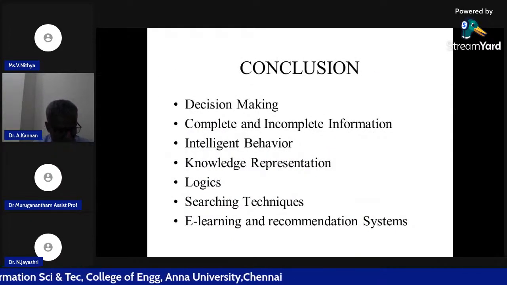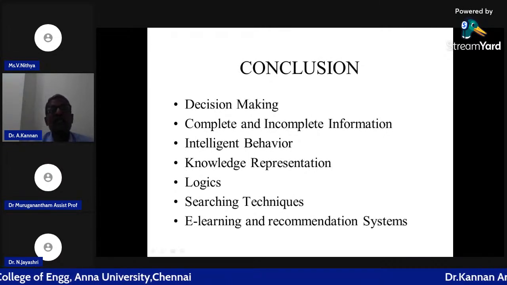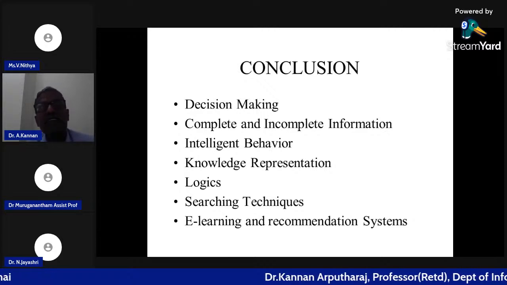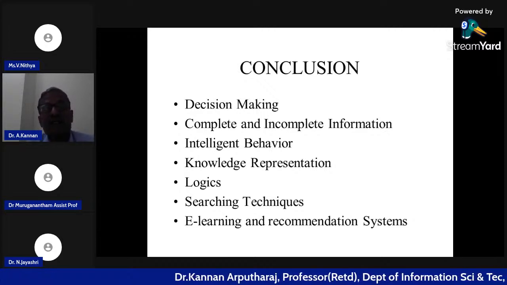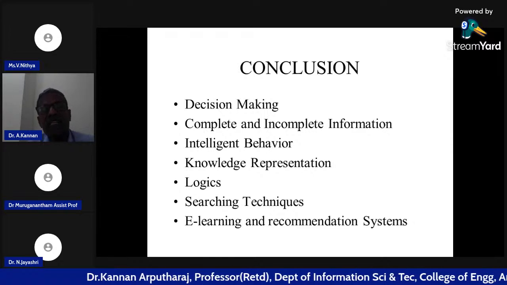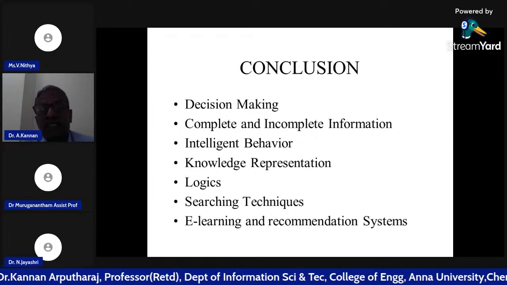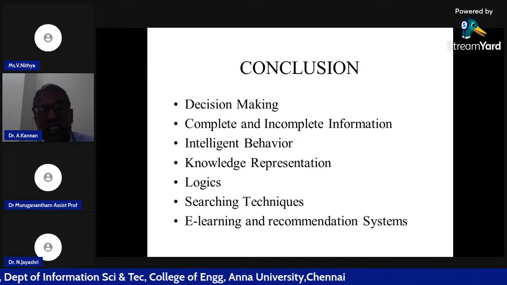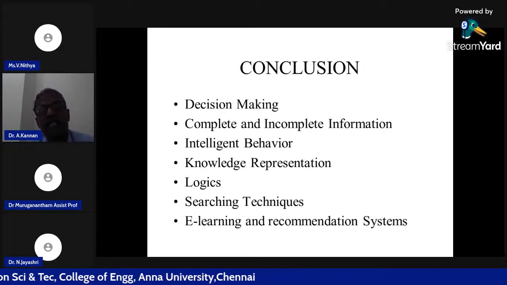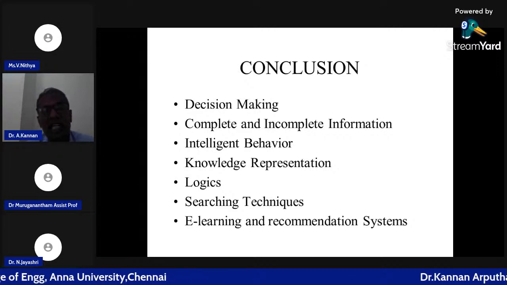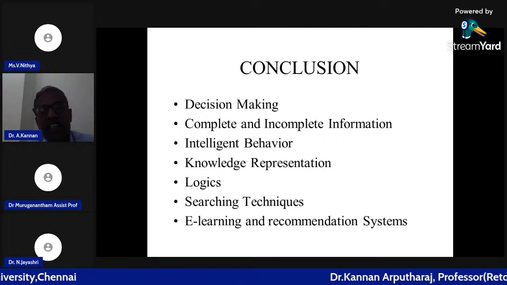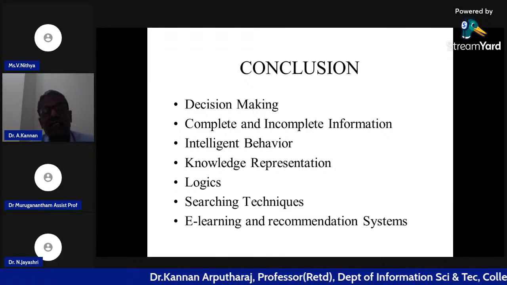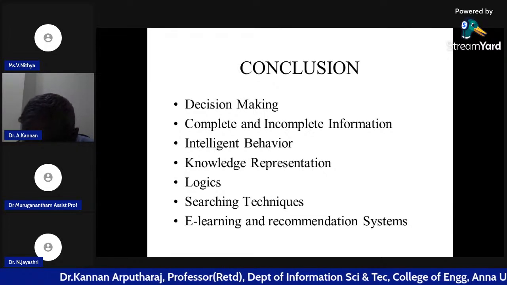So I am going to do the conclusion of my talk. Decision making is possible with big data analytics using artificial intelligence and machine learning techniques. Fuzzy logics and hierarchical logics can be used for handling incomplete information, and complete information can be handled with any types of logic or the query languages. Intelligent behavior should be captured so that you will be getting more relevancy, like indexing and hashing in knowledge representation.